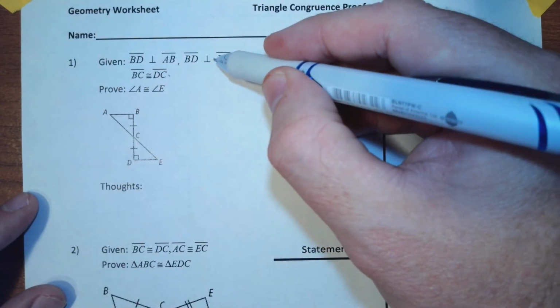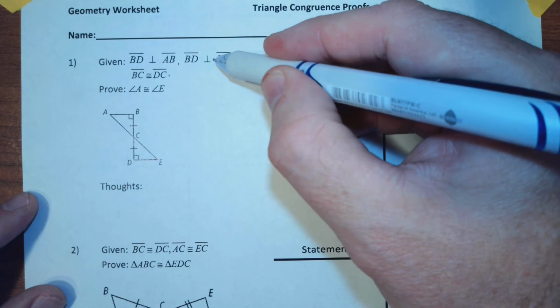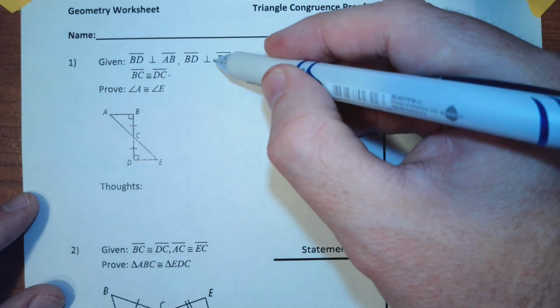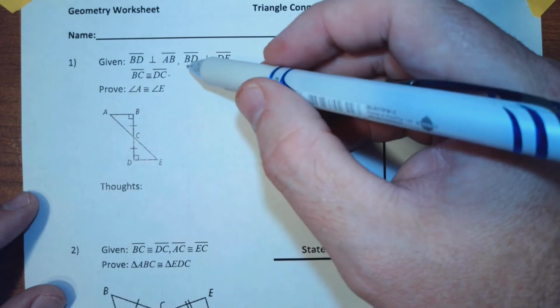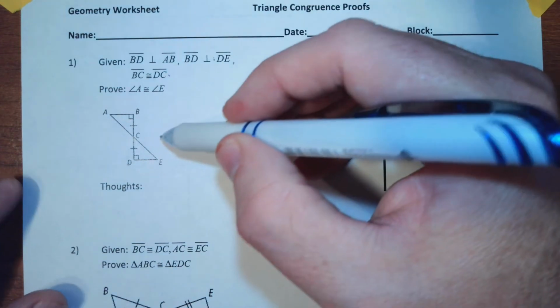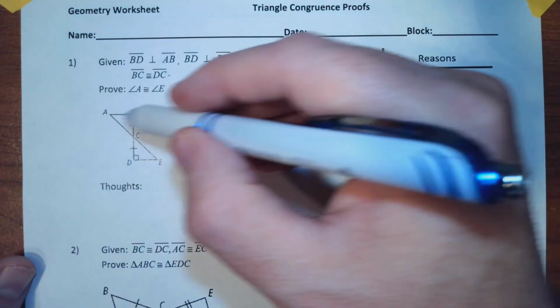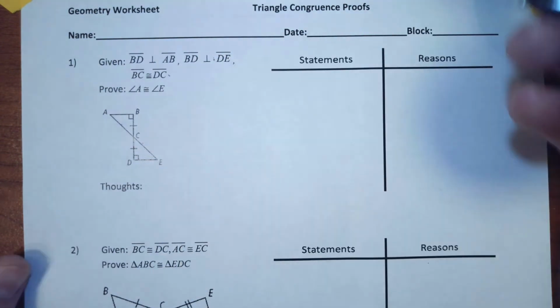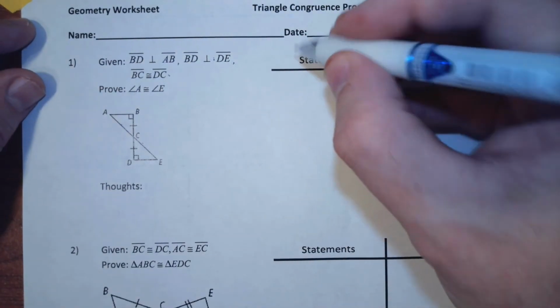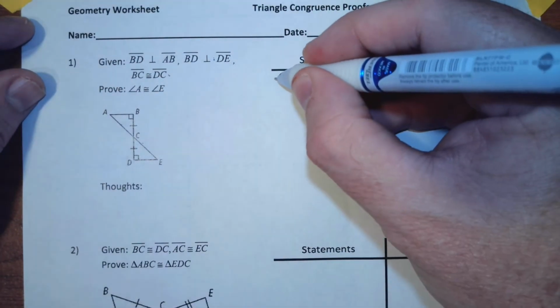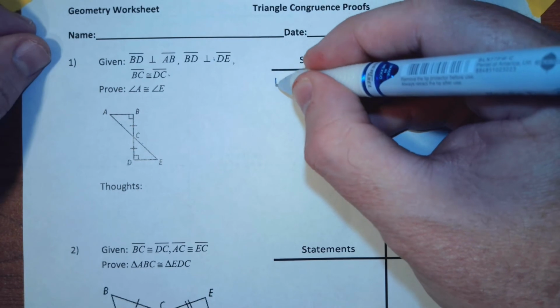And when I think perpendicular, I think right angles. And so when I think right angles, I'm going to think that we might use the HL, but it just depends. We have to prove this is HL. Okay, so I'm first going to write my statement here, and then I'm going to try to figure stuff out here. So we're just going to go ahead and write this down.